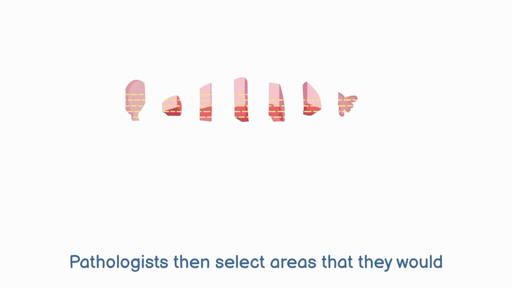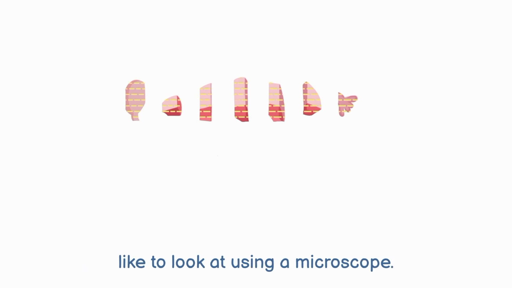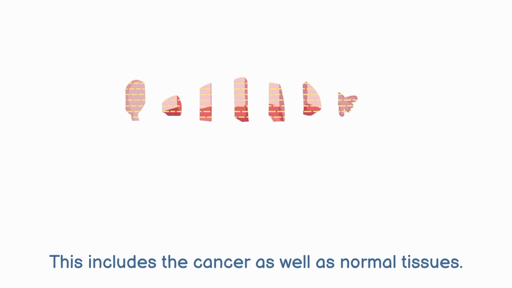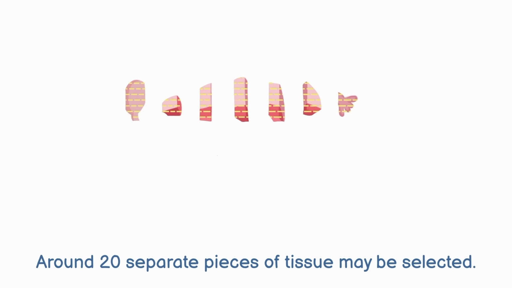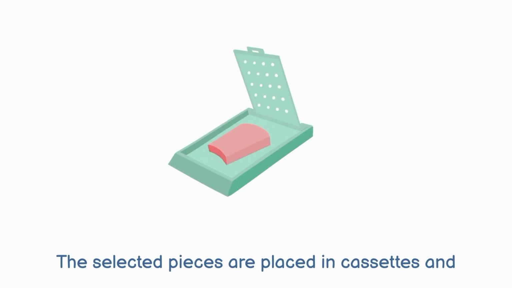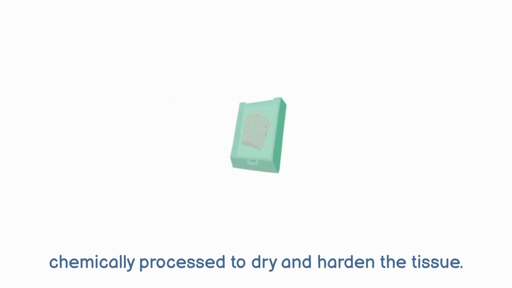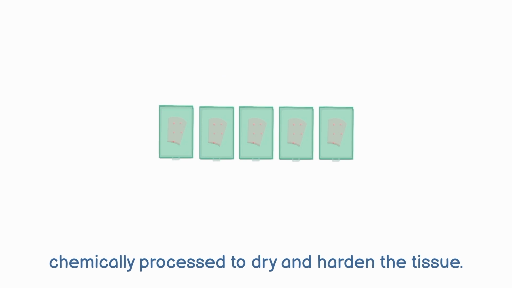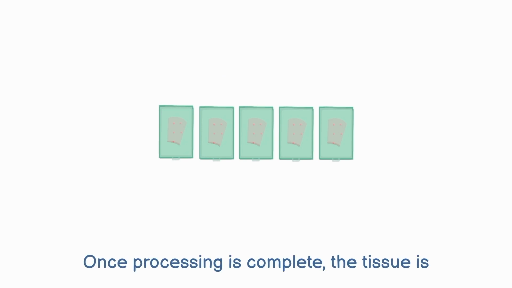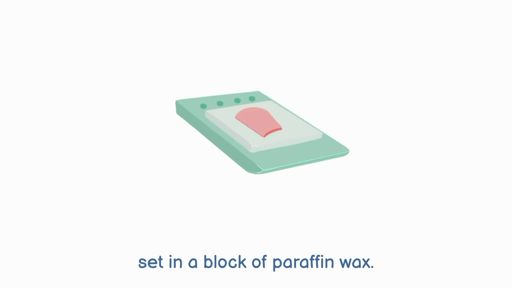Pathologists then select areas that they would like to look at using a microscope. This includes the cancer as well as normal tissues. Around 20 separate pieces of tissue may be selected. The selected pieces are placed in cassettes and chemically processed to dry and harden the tissue. Once processing is complete, the tissue is set in a block of paraffin wax. This is the tissue block.